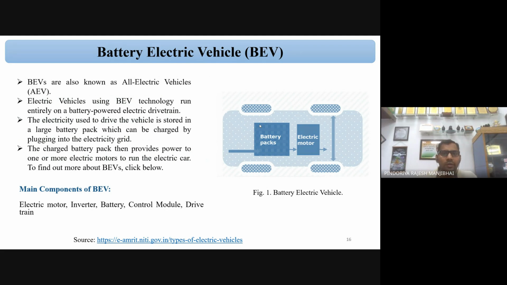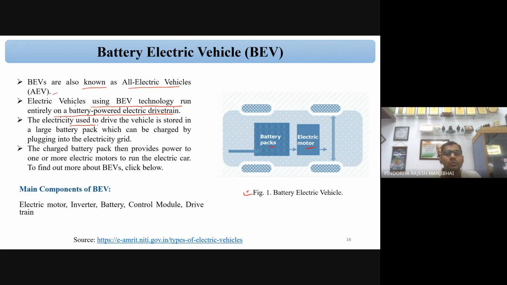So battery electric vehicle. Slide number 16. You can see figure 1 structure. You can see the battery pack and electric motor. By these two components, we can say it is a battery operated vehicle, correct? Battery operated vehicle is also known as an all electric vehicle. Also we can say the AEV, otherwise the BEV. Electric vehicles using BEV technology run entirely on battery power with an electric drivetrain. Correct. So totally operated by the battery.